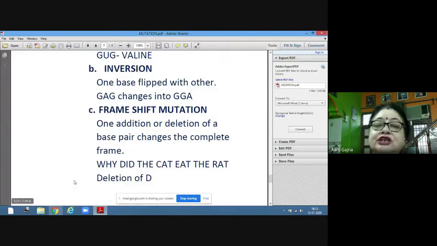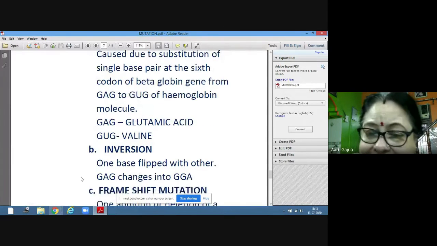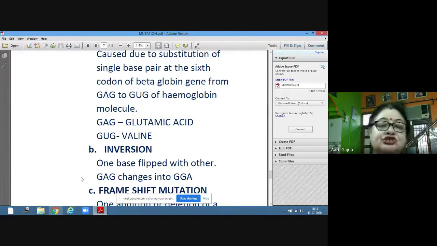The gene mutation is because of the change in the single base pair. It can be point mutation, it can be inversion, or it can be frame shift mutation. So this is all about mutation, and these mutations are altering and changing the genetic information. And when the genetic information is changed, the proteins are changed, amino acids are changed, and ultimately the phenotypic traits also get changed because of these mutations.